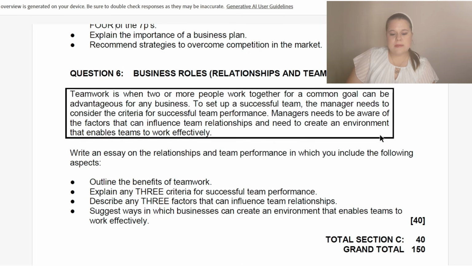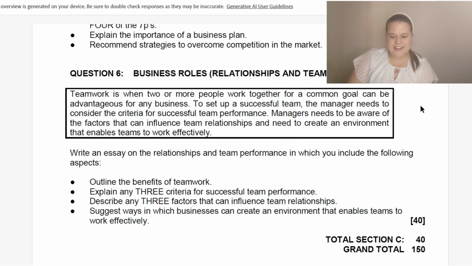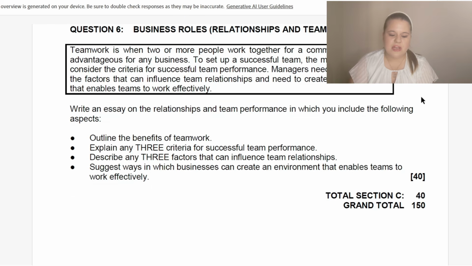Then question 6 is business roles, relationships, and team performance. I'm glad I did this video, so at least you have it up there. We are going to outline the benefits of teamwork. Explain any 3 criteria for successful team performance. So we're marking your first 3. Describe any 3. We're marking your first 3. That can influence team relationships, and then suggest ways in which businesses can create an environment that enables teams to work effectively. So there we have what you will need for paper 1 and for paper 2.